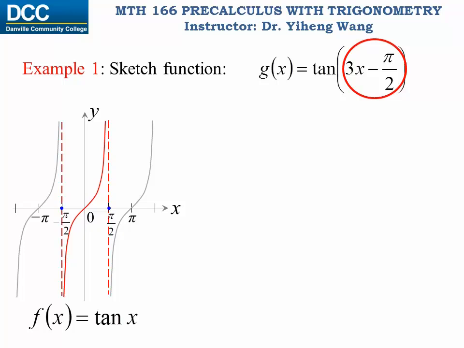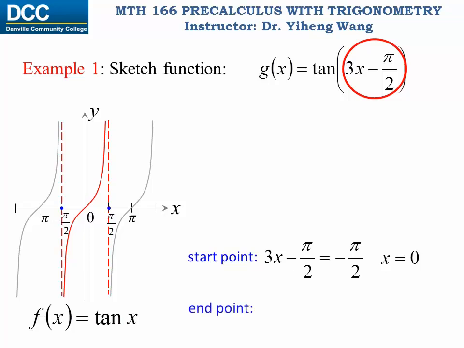function by equating this part right here, what's inside the parentheses, to be negative half a pi and positive half a pi. Therefore, for the new start point, 3x minus half a pi equals the start point that we read from our parent function, negative half a pi. From this equation, we can solve for x to be 0. So that's the new start point.